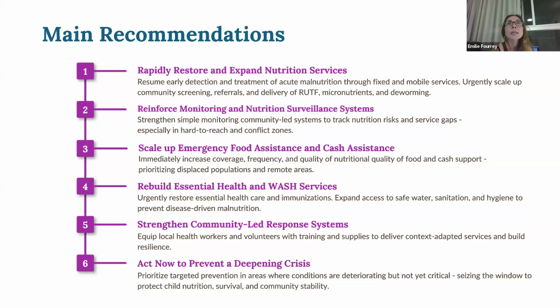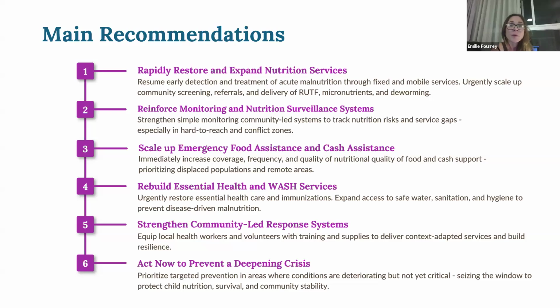So again, I think one of the good outcomes for the NVA is to be able to translate these findings into recommendations that can both be used for advocacy, but are also very operational for partners. The main recommendation from the findings was to rapidly restore and expand the nutrition services, including early detection and treatment of acute malnutrition, using a mix of fixed and mobile services, and to scale up community screening, referrals, and the delivery of RUTF, which is obviously a big challenge in terms of malnutrition treatment in Myanmar. There is clearly a need also to reinforce and monitor nutrition surveillance systems.